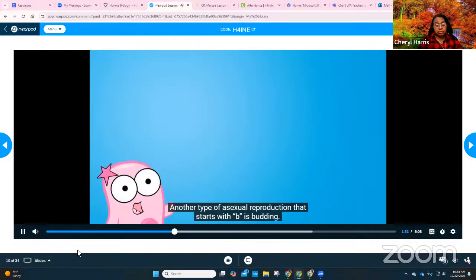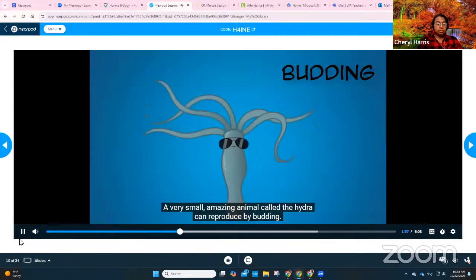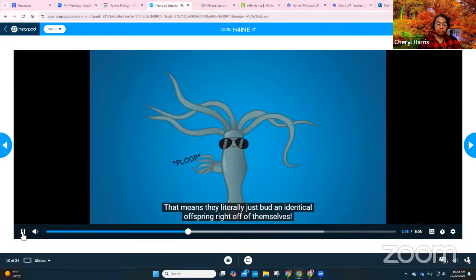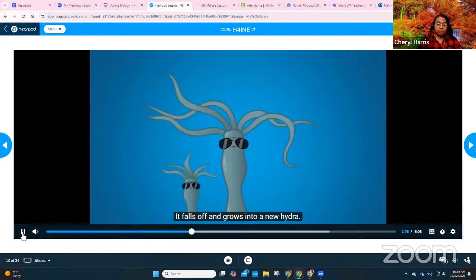Another type of asexual reproduction that starts with B is budding. A very small, amazing animal called the hydra can reproduce by budding. That means they literally just bud an identical offspring right off of themselves. It falls off and grows into a new hydra.